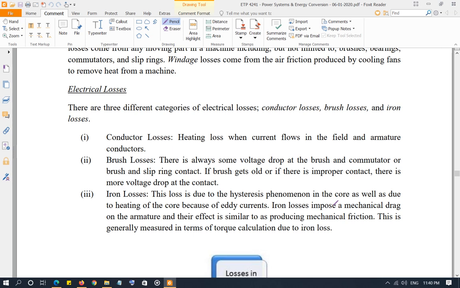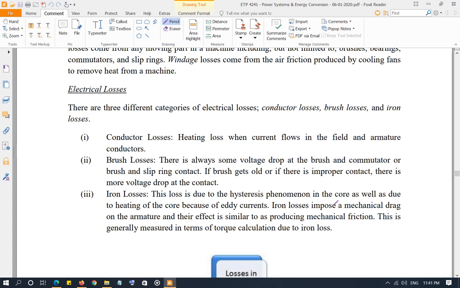You have brush losses. In generators and motors there are carbon brushes, and many times you have a voltage drop at the contact of the carbon brush with the commutator. Especially if the brush gets old, or if you have armature reaction and your neutral zone gets shifted, then you have sparking at the brushes. So if the brush gets old, it does not have proper contact with the armature, or if there is armature reaction, then those losses are substantial. Other than that, those losses are generally quite small.